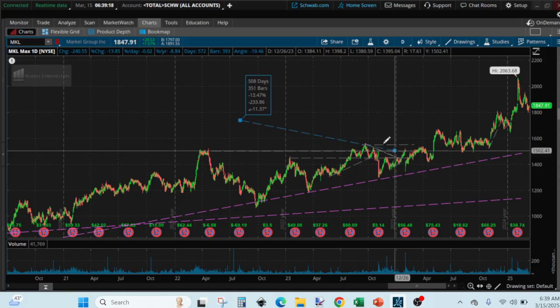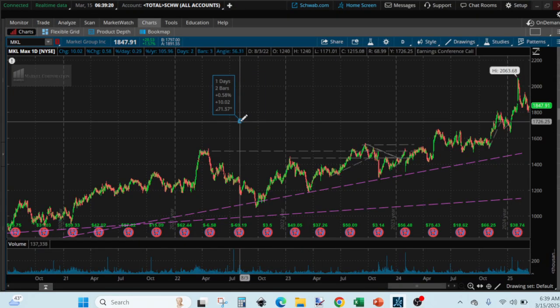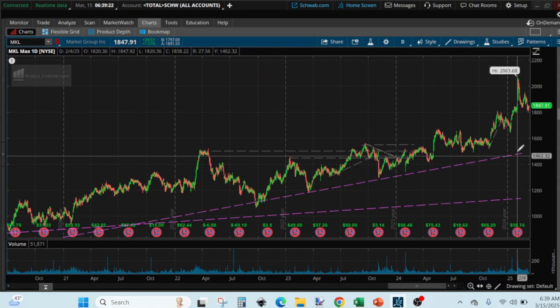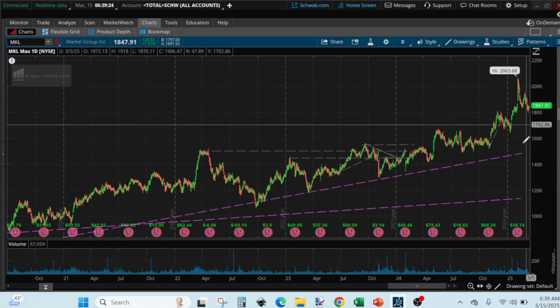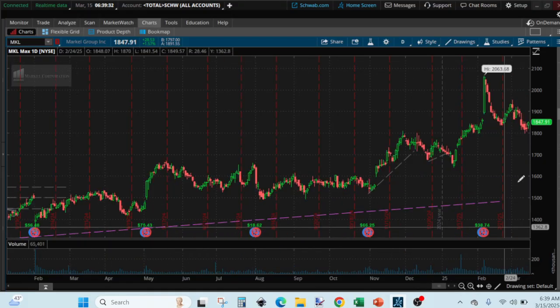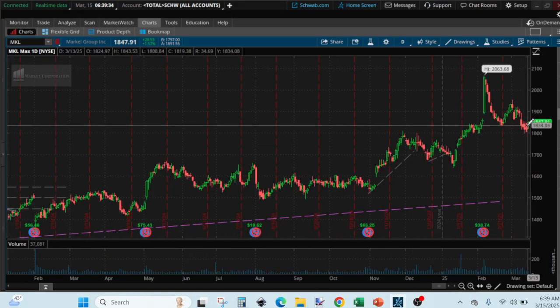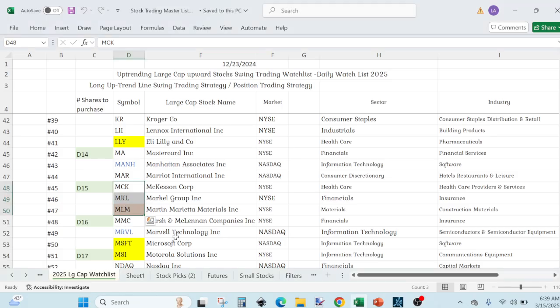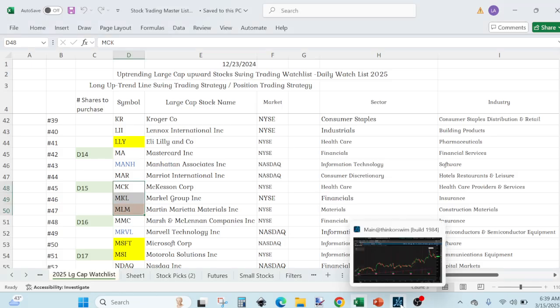So MKL, we have those purple lines that we would like to buy at, those trend lines, but right now the price is higher compared to where we want to buy. We'll just keep observing it. And we have the price went up yesterday, green bar. So the last one we are going to analyze in this session is MLM.